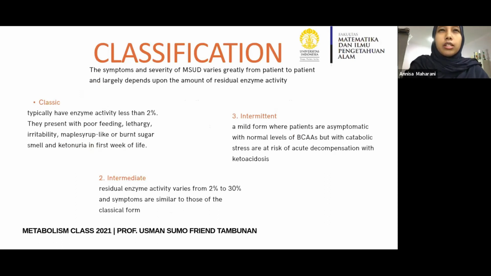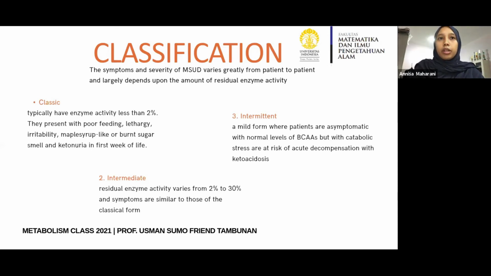Maple syrup urine disease is classified into several types. The symptoms and severity of MSUD vary greatly from patient to patient and largely depend upon the amount of residual enzyme activity. The first one is the classic form. It typically has enzyme activity of less than 2%. These patients present with poor feeding, lethargy, irritability, a maple syrup-like or burnt sugar smell, and ketonuria in the first week of life. Without treatment, they develop progressive neurological deterioration due to cerebral edema, culminating in coma, central respiratory failure, and death.